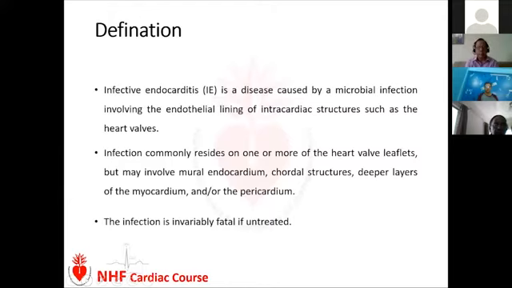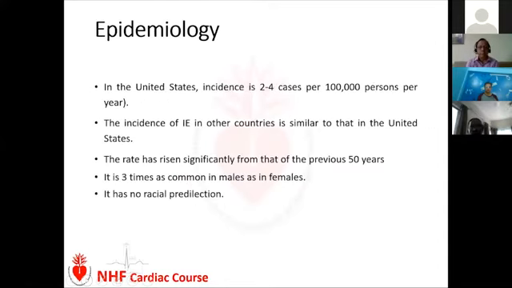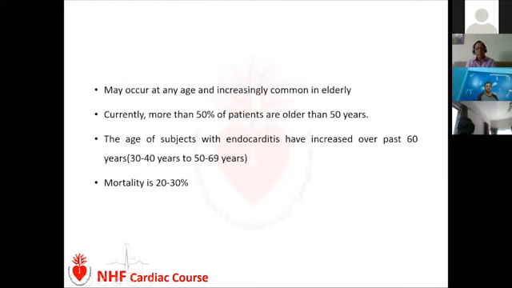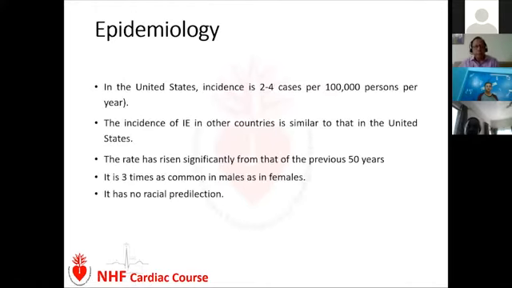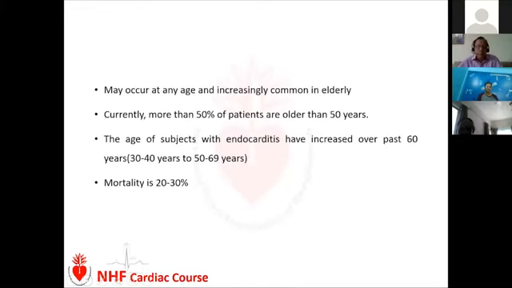The United States incidence is 2 to 4 cases per 1 lakh population per year. It is similar in other countries. The rate has risen significantly from that of the previous 50 years. Males outnumber females by 3 to 1. It has no racial predilection. More than 50% of patients are older than 50 years, but it can occur at any age.